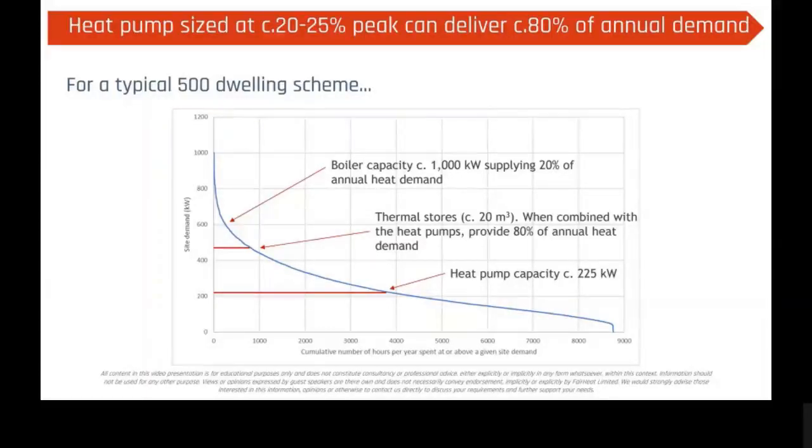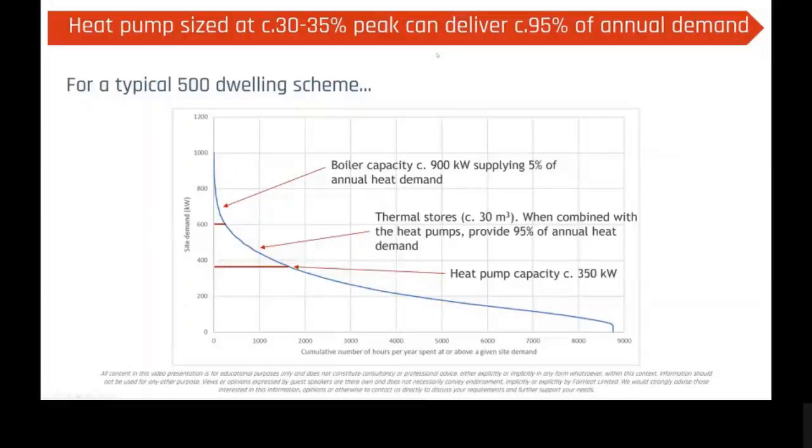It's 1 megawatt of boiler in this example, compared to 225 kilowatts of heat pump. But that boiler is there for a specific purpose, to kick in when the heat goes above a certain demand and it needs to support it. But it's only doing 20% of the demand. And when you think about the carbon impact of that, the heat pump's doing the heavy lifting of the decarbonisation, and the boiler's kicking in there to support it, but it's not really doing the majority of that heat demand.